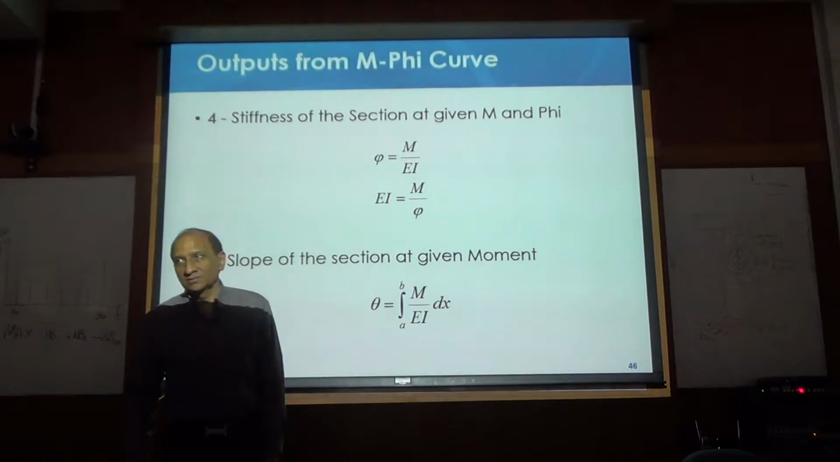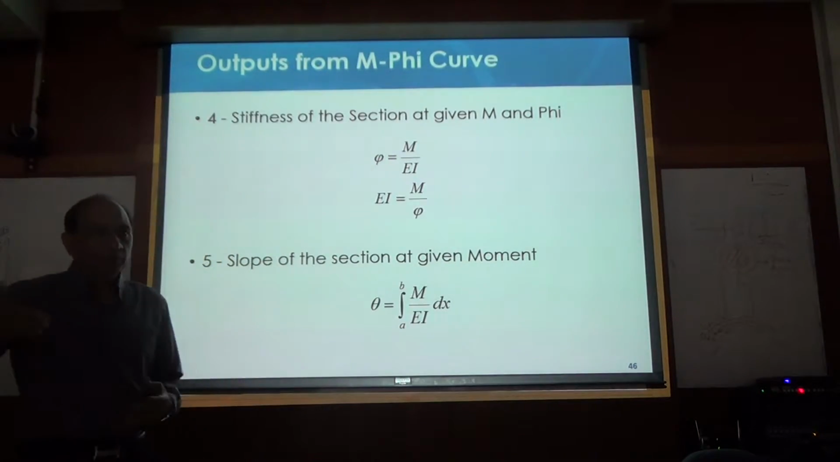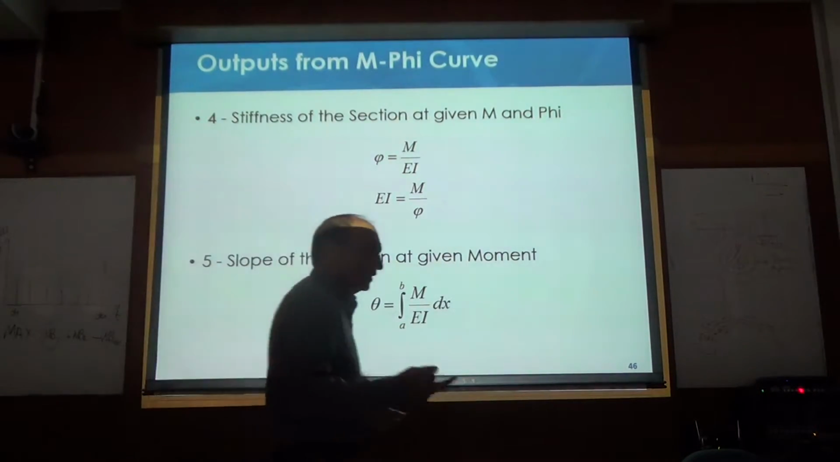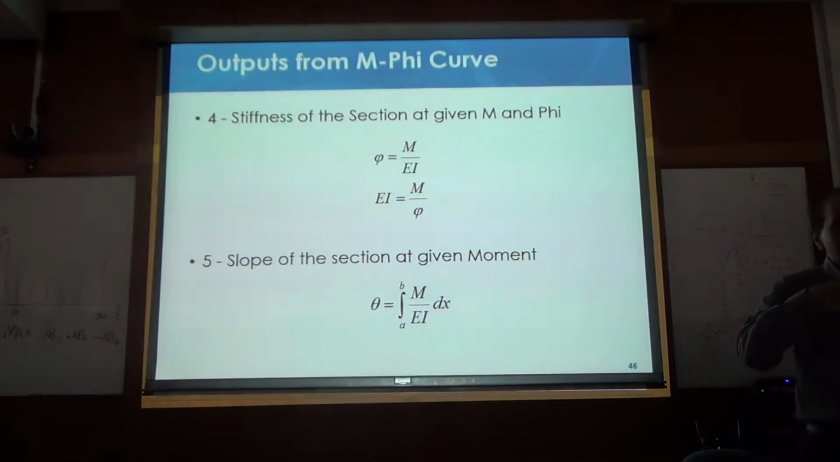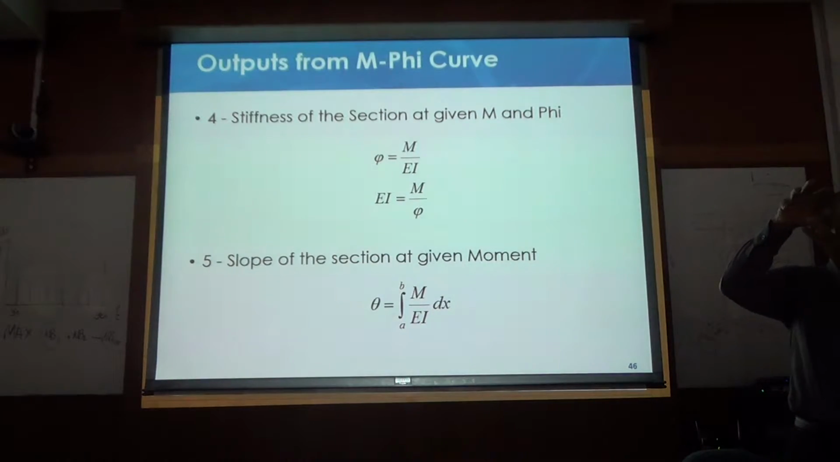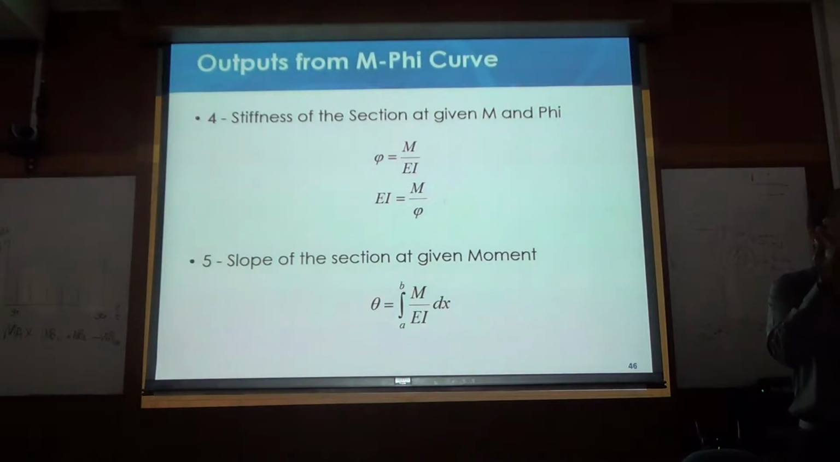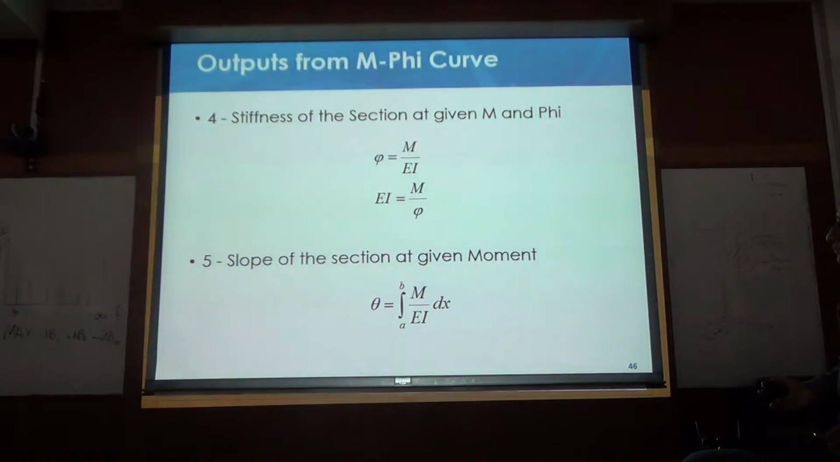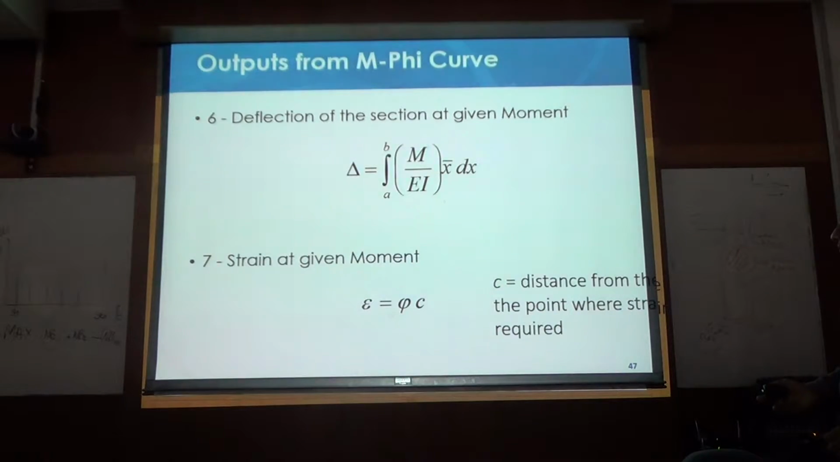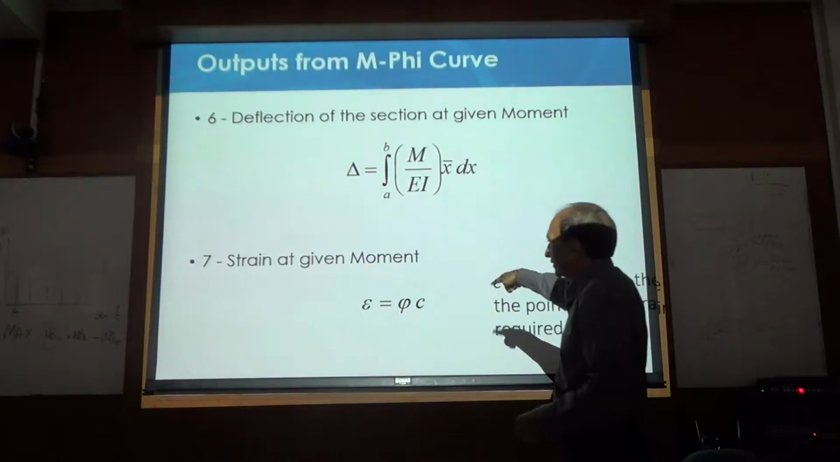From this equation, you can determine the slope and you can determine the deflection also. Because deflection, stiffness, slope and deflection, one by one, each one is the integral of the other. So we can get the slope and we can get the deflection. And we can also get the strain at a given moment.